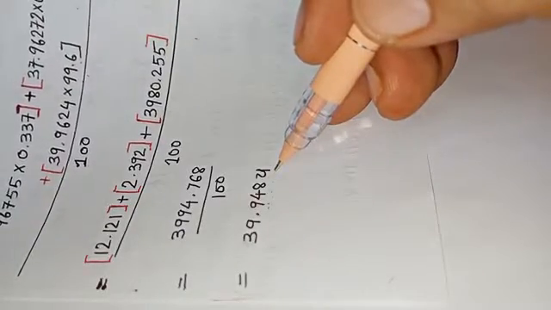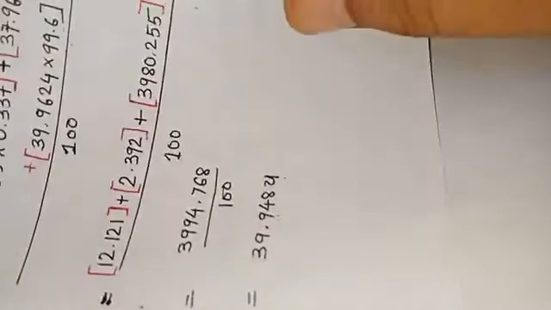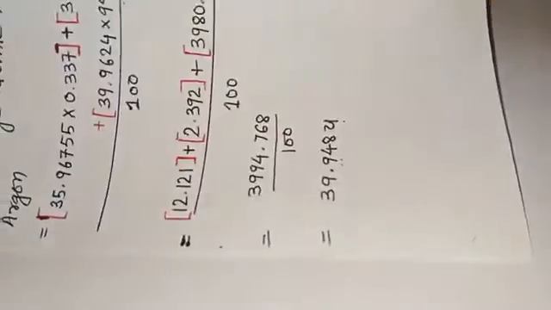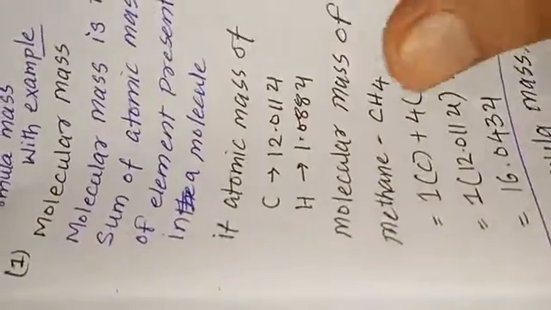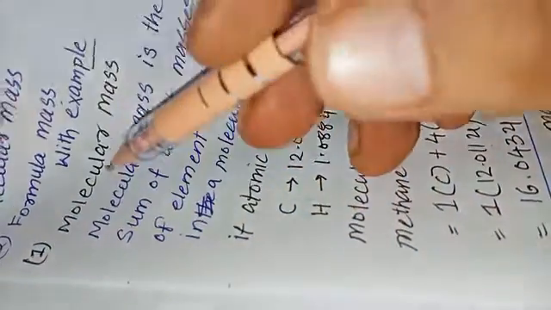So this is how we can calculate the average atomic mass for the various elements. We have calculated it for carbon, for chlorine, and for argon. Now we have the next question to study about. The question says: explain the molecular mass and formula mass with an example. So let us give the answer.